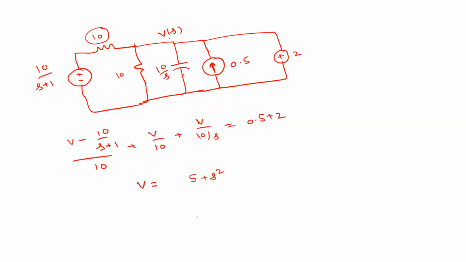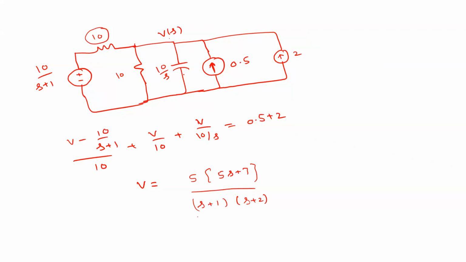So 5 into 5s plus 7 divided by s plus 1 into s plus 2. Yes, sir. Okay.